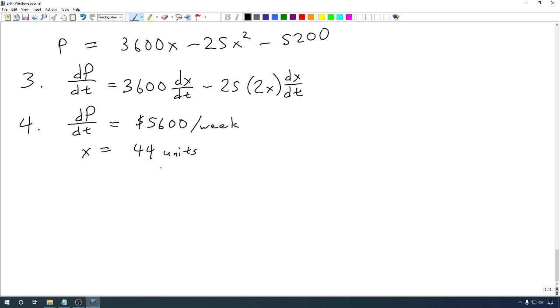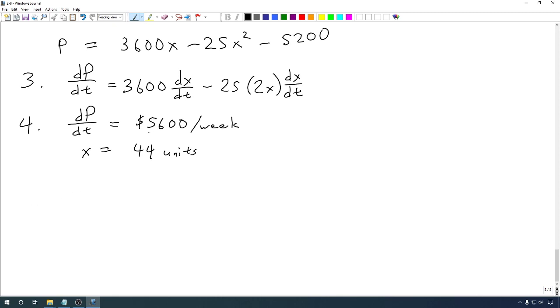So when we have this set of data, what is dx/dt? Essentially, we're in a situation where we know we've sold 44 units, at least at a particular time, but we're seeing our profit change over time, and we want to know how many more units or how many fewer units are being sold.